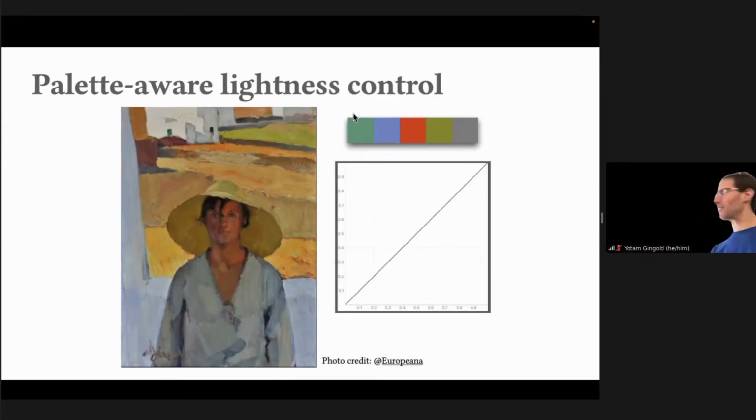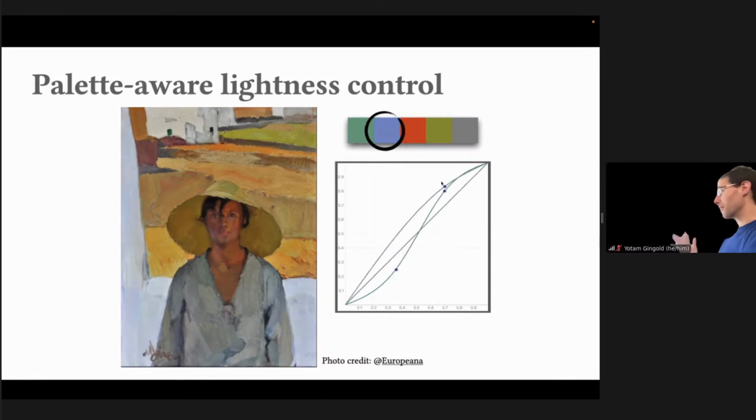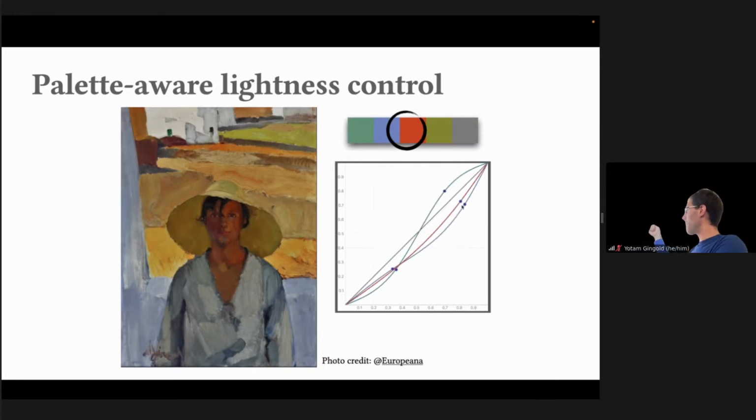And so just to give you some examples, here is a recorded demo. Right, well, we can click on the different palette colors and we can change their tones independently, right?